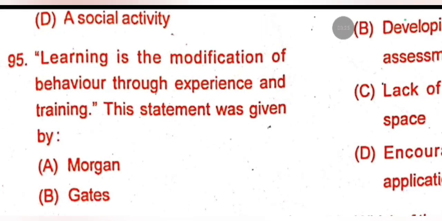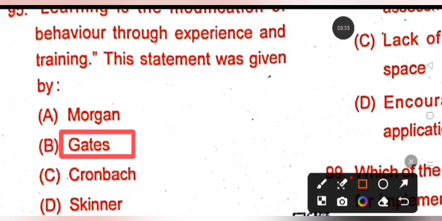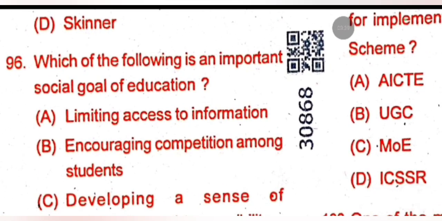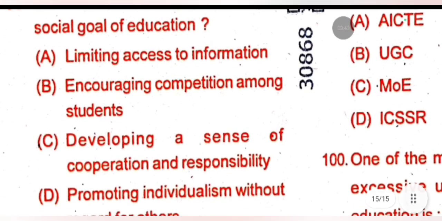Through experience and training, this statement was given by option B, Gates. Next question: which of the following is an important social goal of education? Correct answer is option C, developing a sense of cooperation and responsibility.